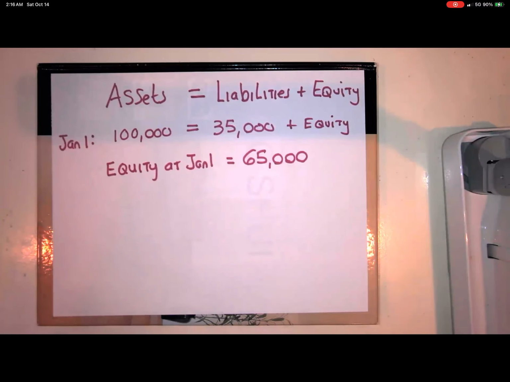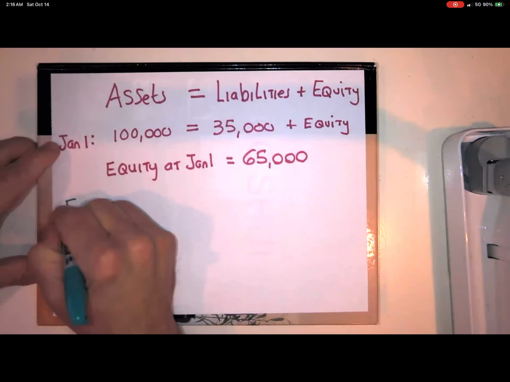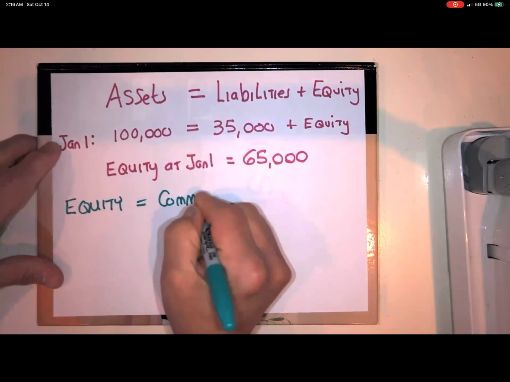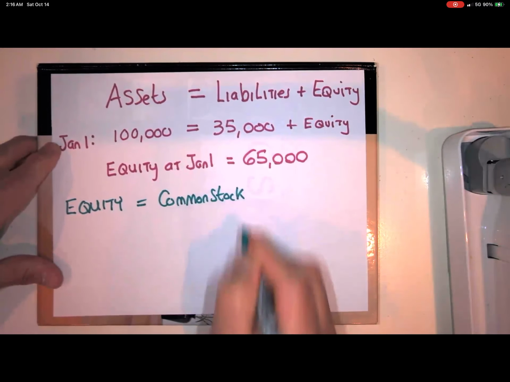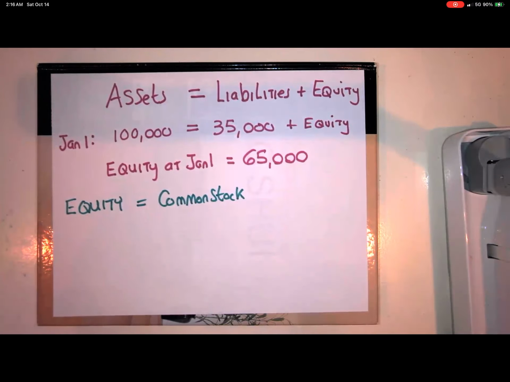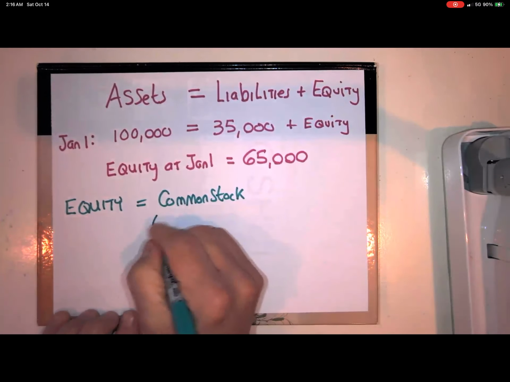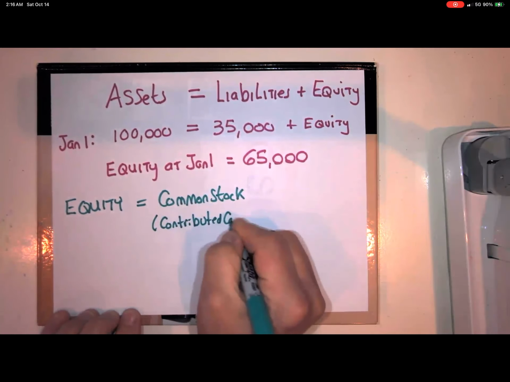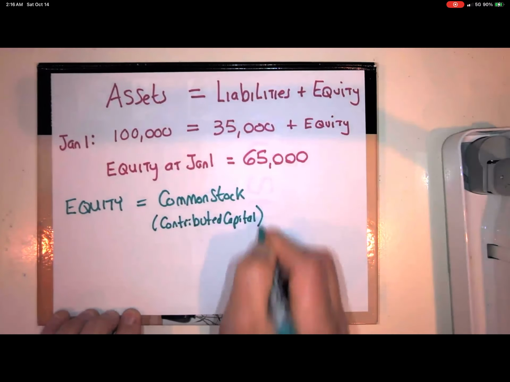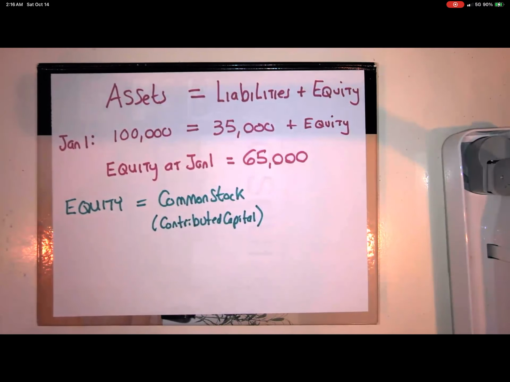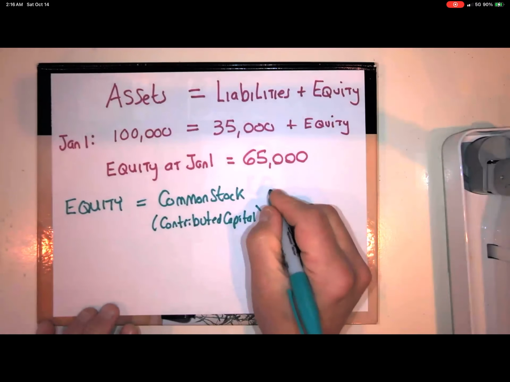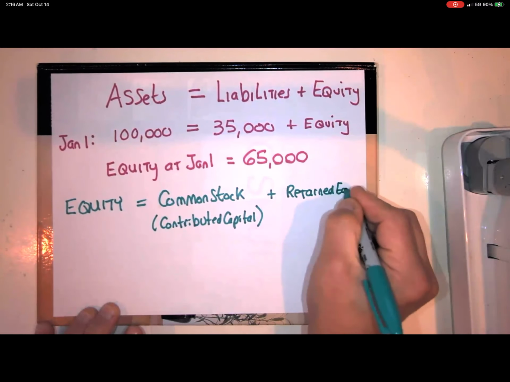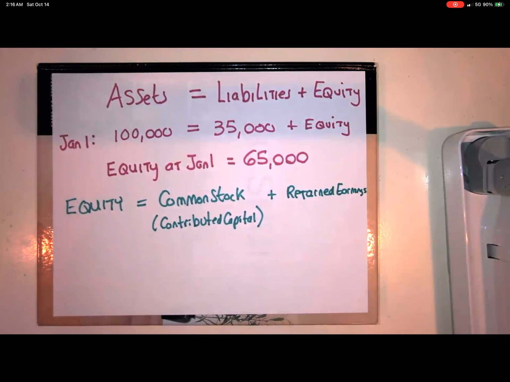We know that our equity on the balance sheet consists of the common stock. And don't let this one trip you up. Sometimes you'll hear our common stock called contributed capital. They mean the same thing. So our equity consists of common stock and retained earnings. What it is we are trying to solve.